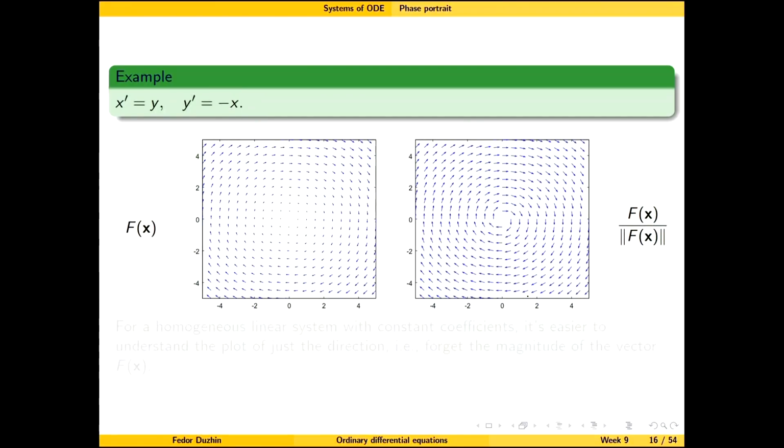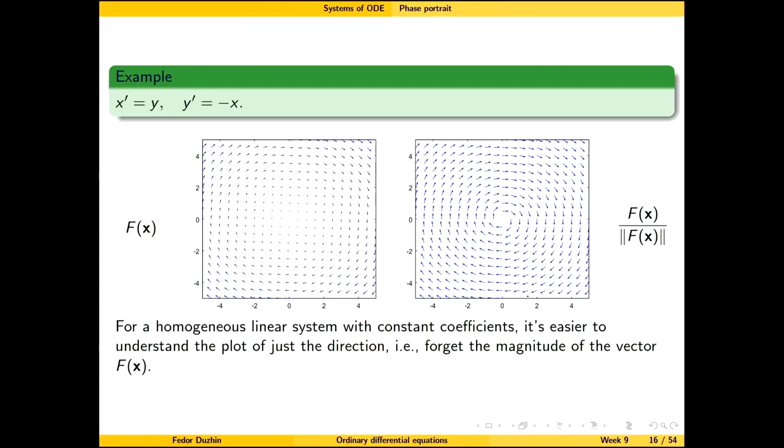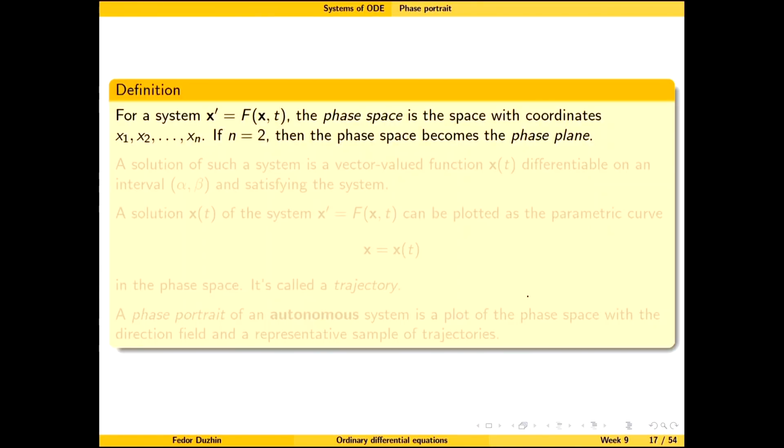And sometimes when these vectors, these arrows, are plotted to scale, it's really not convenient, and that's usually the case with linear systems. With homogeneous linear systems with constant coefficients, believe me, it's always easier to understand the plot if we forget about the length. So we do not plot to scale and just plot the direction. Okay, so again, this is something familiar. I hope it's clear.